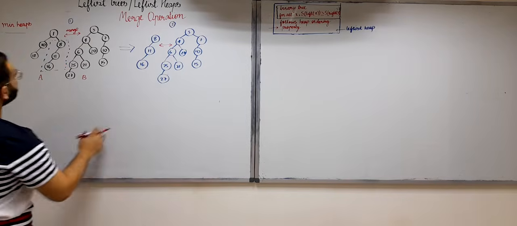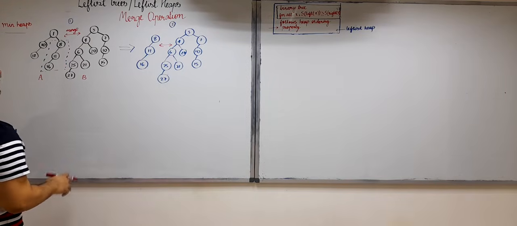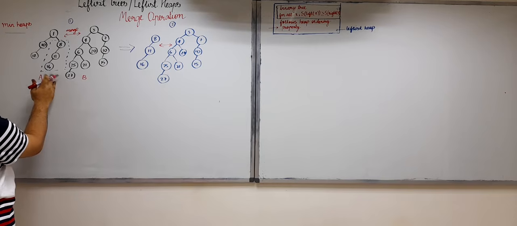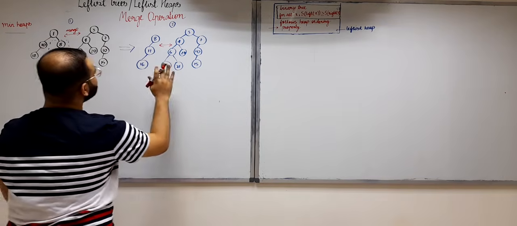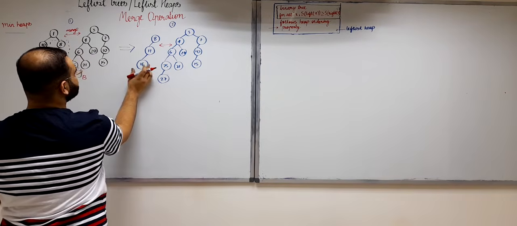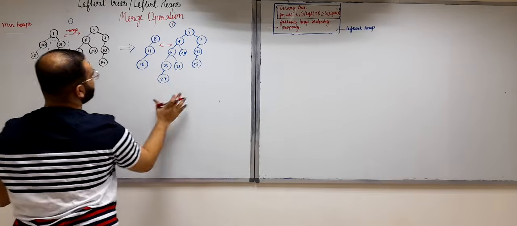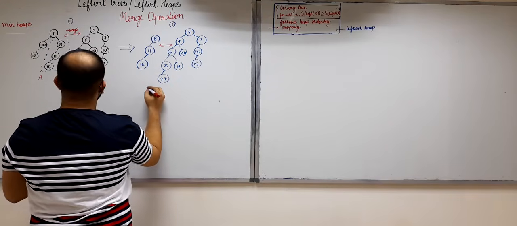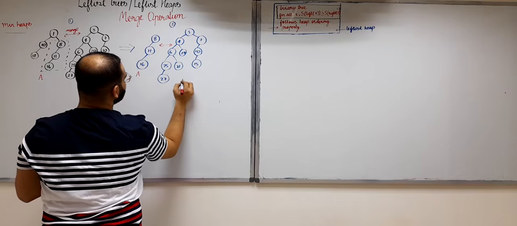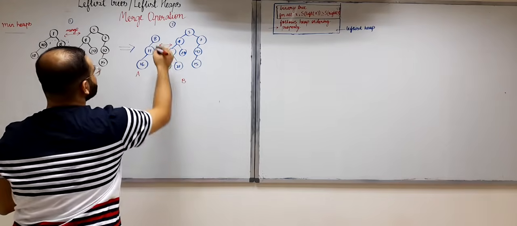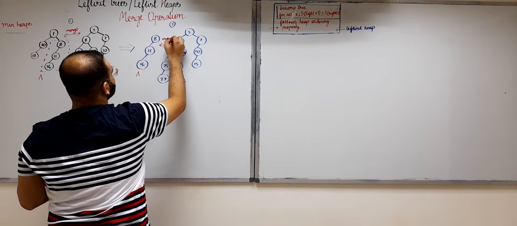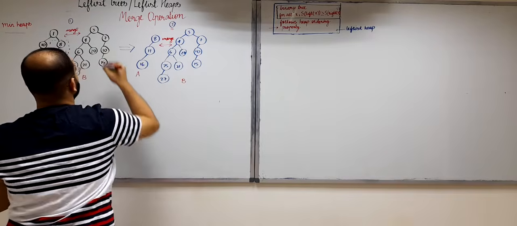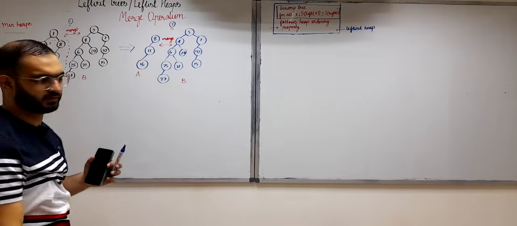So in the next case, we will apply the merge operation between the right subtree of A and the complete B, right? So this was the right subtree of the previous A and this is the complete B. So now this will be our A and this will be our B, and this is our second merge operation, right? This was our first merge operation.